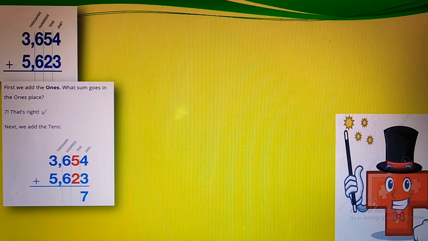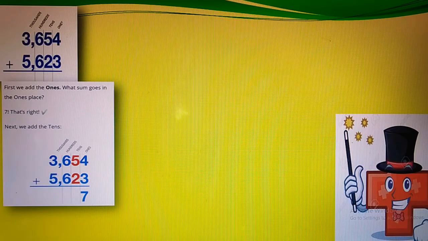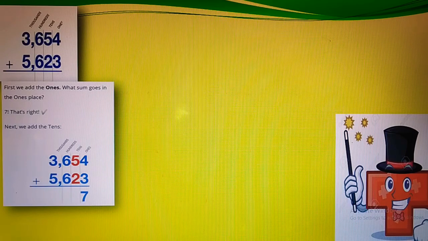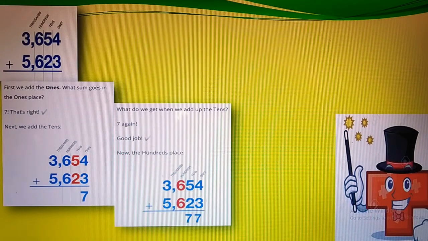What sum goes in the ones place? 7. That's right. Next we add the tens. So what are the numbers on tens place? 5 and 2. That's right. What do we get when we add up the tens? 7 again. Very good. Now the hundreds place. What are the numbers on hundreds place? 6 and 6. So we are going to add them.